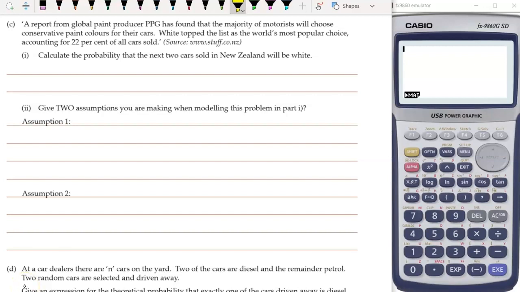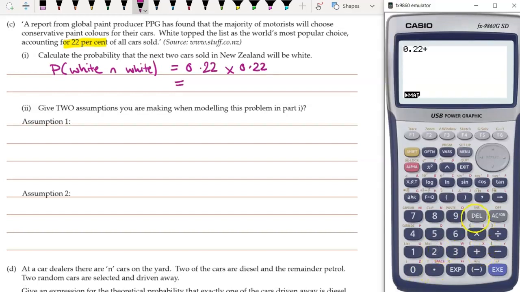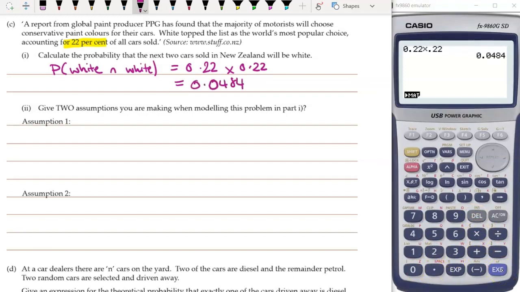Okay, part C. A report from this global paint producers found that the chance of picking white for a car is 22%. Calculate the probability the next 2 cars sold in New Zealand will be white. Now let's keep this very simple. The probability of white and white would be the first car is 0.22 times by the second car being 0.22. So 0.22 times 0.22 is 0.0484.